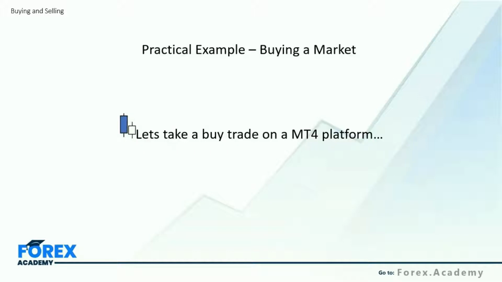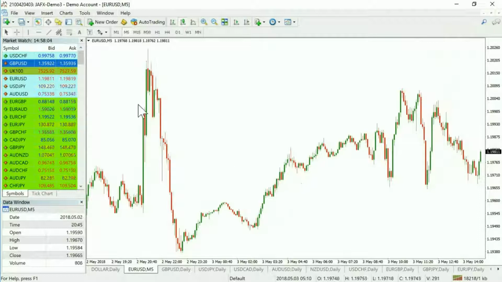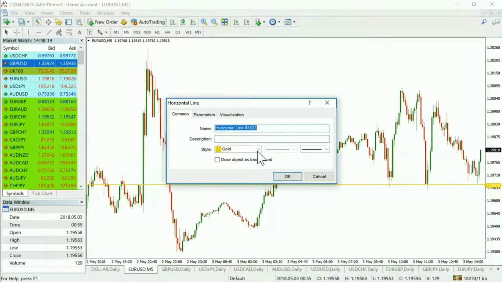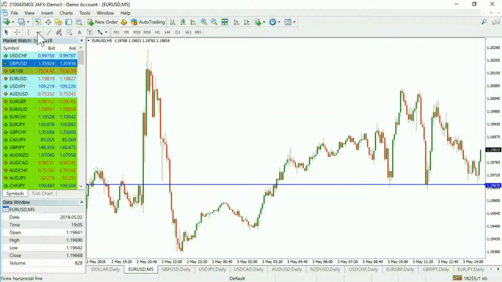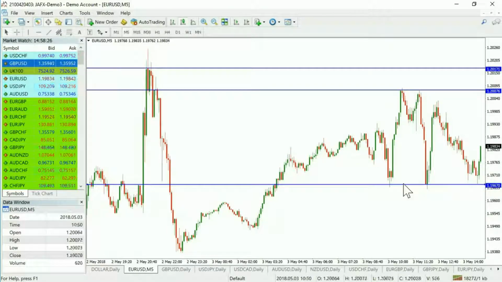Okay, so let's take a buy trade on a MetaTrader 4 platform now. For this, I'm going to get up our charting software, and let's do a little bit of analysis on this market. I'll just convert this to a nice solid blue color. So it's a level of support and resistance that we'd be looking to work with. And let's just finish out a little bit of support and demand. So we can see that the market is range bound and it's bouncing off these highs and lows.